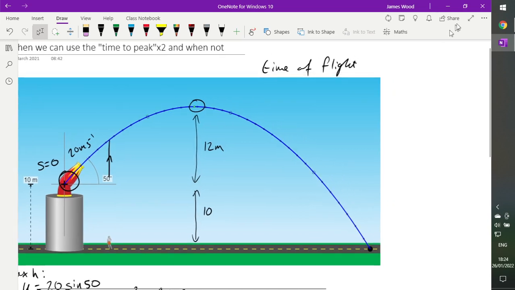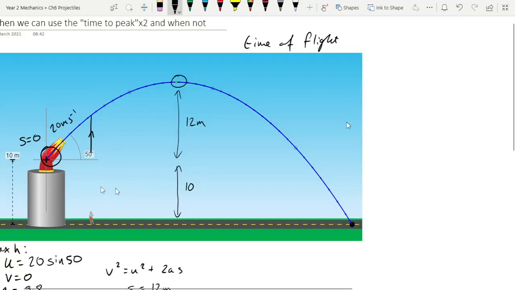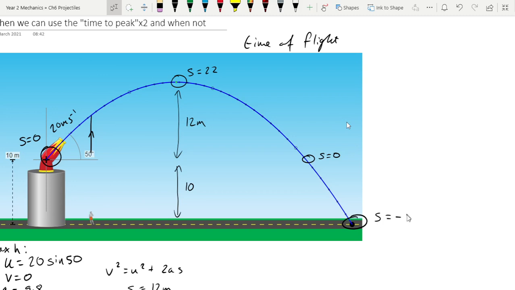Now to find the time of flight, this point is displacement 0. This point up here is displacement 22. This point here is again s equals 0. So this point down here is s equals negative 10. And that's what we can use to help find the time of flight.